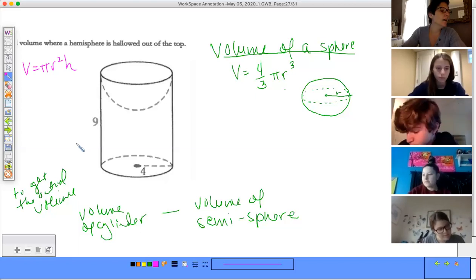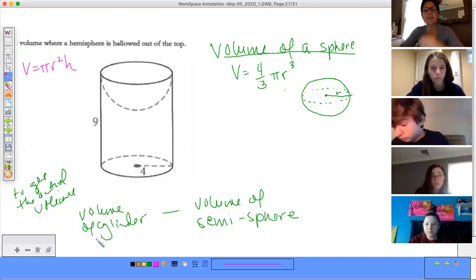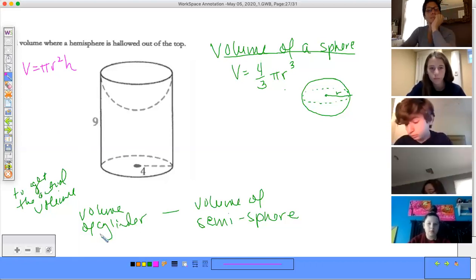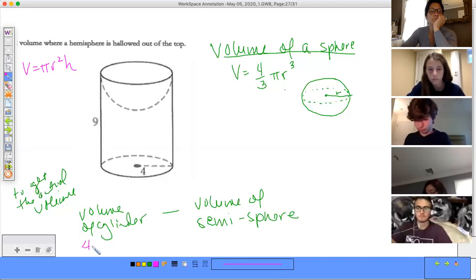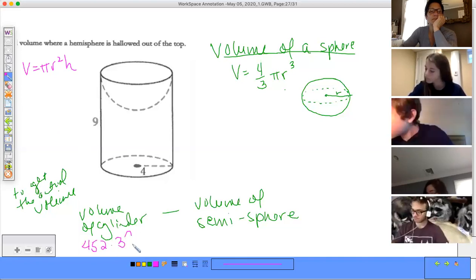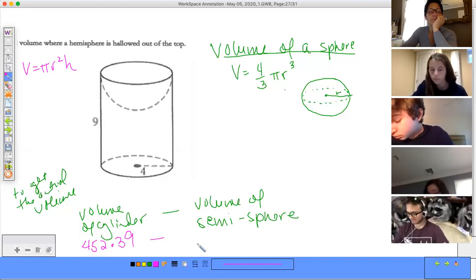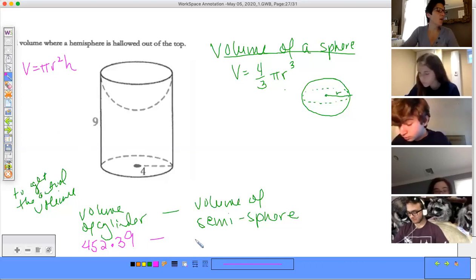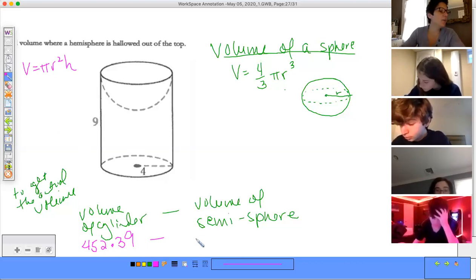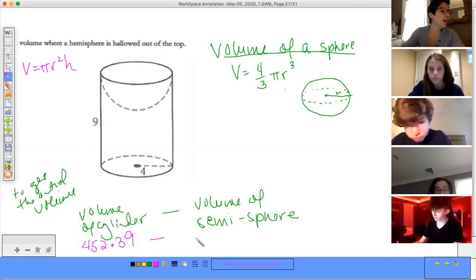Okay, let's see. Caitlin, what did you get for the volume of the cylinder? 452.39. Okay, does everybody agree with that? 452.39 for those of you who are E through L. Good. Then the volume of the semisphere, I am going to reach out to Adriana.